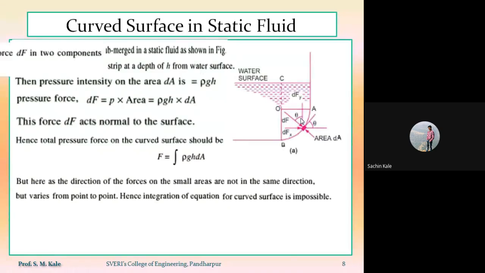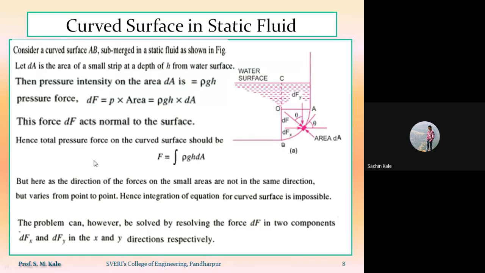So same method we have to follow. So here the problem, before that I will read this sentence for your understanding purpose. The total pressure force on a curved surface should be F is equal to integration of rho g h into dA. But here, as the direction of forces on small areas are not in the same direction but varies from point to point, hence integration of this equation for curved surface is impossible.